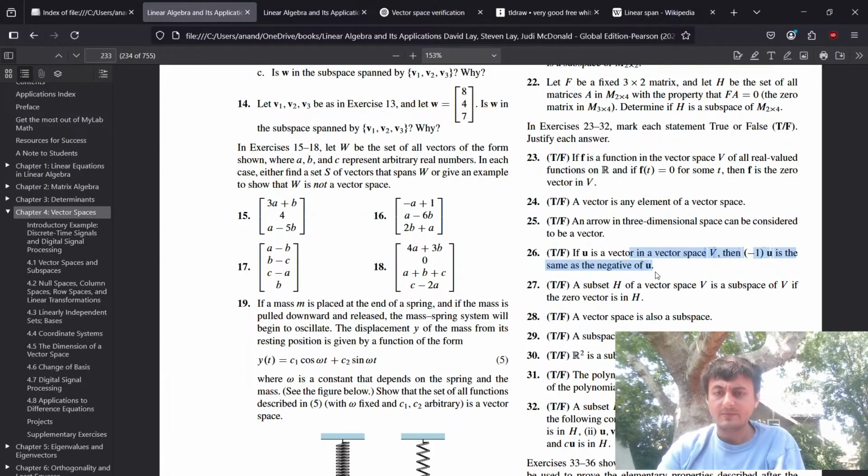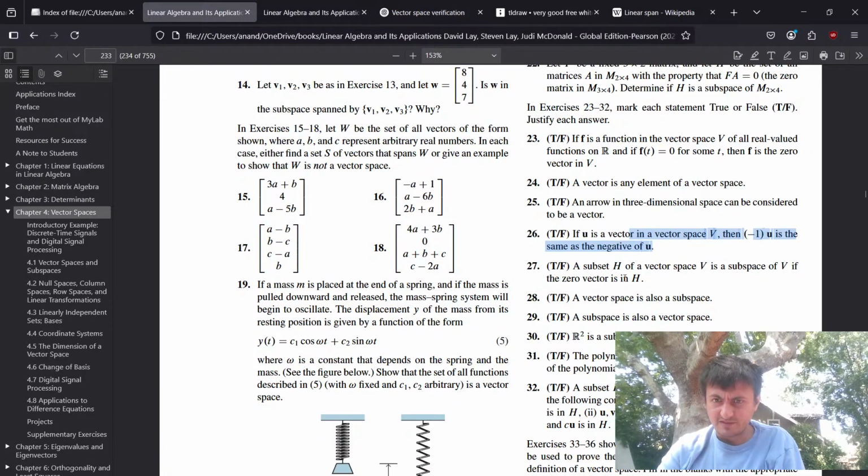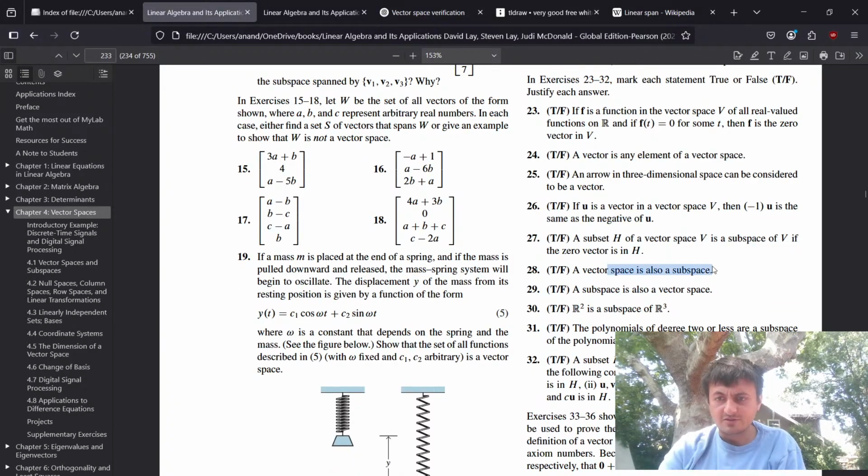27. A subset H of a vector space V is a subspace if... No, that's false. That's a necessary but not sufficient condition. 28. A vector space is also a subspace. Yeah, by the definition of subspace it is. Yep. 29. A subspace is also a vector space. That is also true. 30. R2 is a subspace of R3. False. They showed that in the examples. The polynomials of degree 2 or less are a subspace of the polynomials of degree 3 or less.